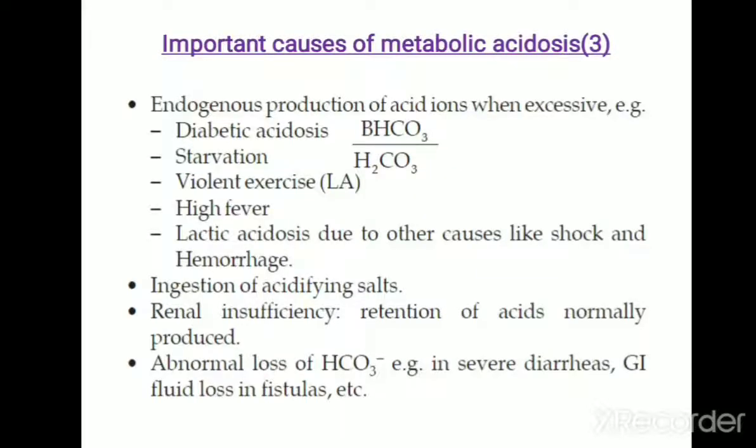What are the important causes for metabolic acidosis? So endogenous production of acid. For example, diabetic ketoacidosis and ketoacidosis in starvation, lactic acidosis in violent exercise, high-grade fever. All this produces metabolic acidosis.